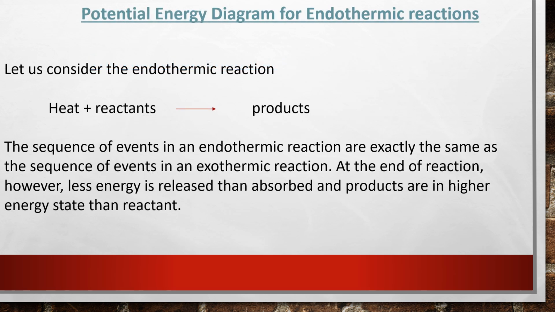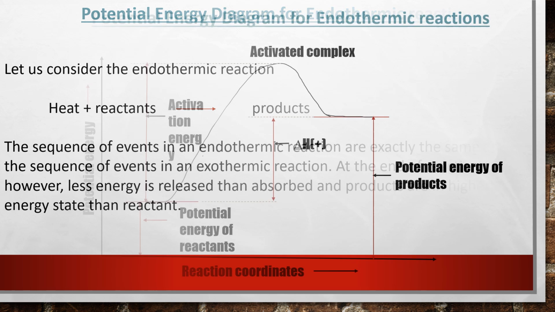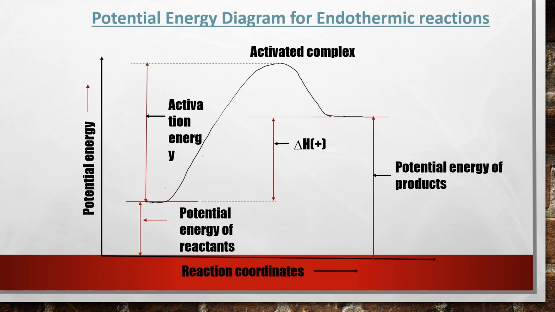Let us consider the endothermic reaction where reactants need to absorb energy to convert into products. The sequence of events in an endothermic reaction are exactly the same as the sequence of events in an exothermic reaction. At the end of reaction, however, less energy is released than absorbed and products are in higher energy state than reactants. On this slide, you can see a potential energy diagram for endothermic reactions.